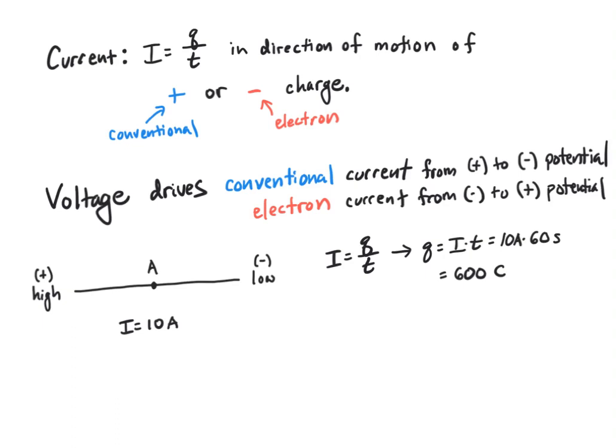Anyways, so this is the total charge. To find the number of electrons, we can divide the total charge by the amount of charge per electron. And we get a whole lot of them.